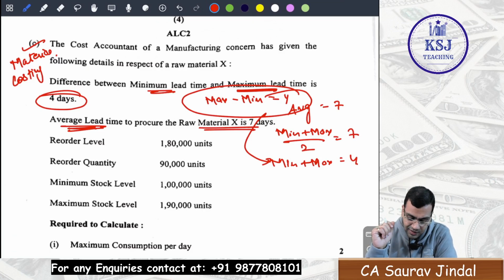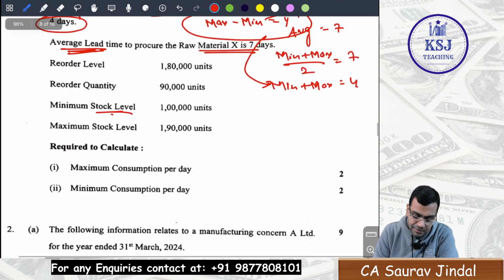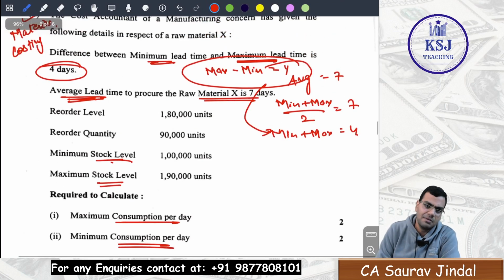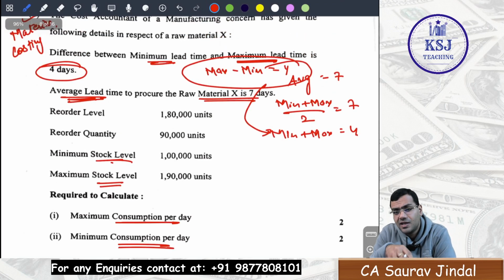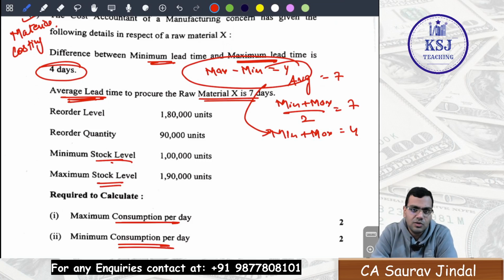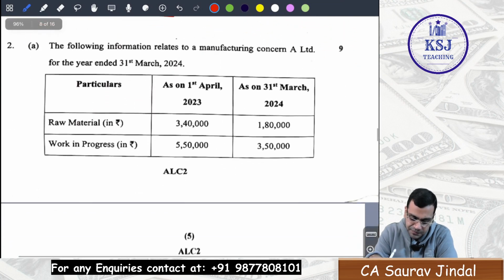From there, reorder level, reorder quantity, minimum stock level, maximum stock level is given to you. Consumption per day and minimum consumption per day can be calculated. I think somewhere this question was there in one of the RTPs. This kind of a question was there. So it wasn't a difficult question on material costing, just the basic application of the concepts.